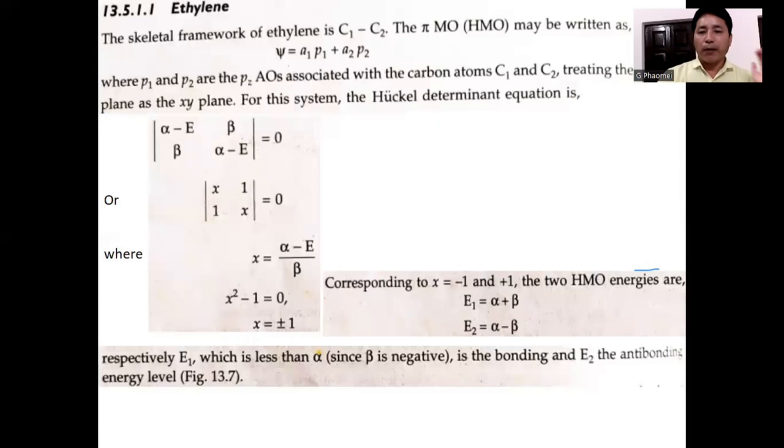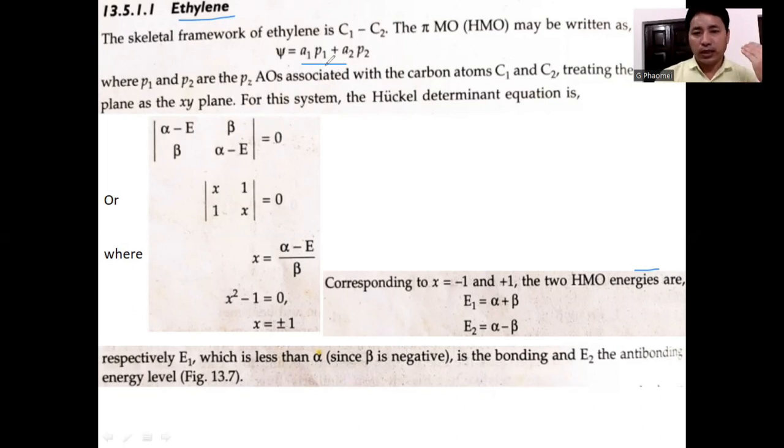And if we apply it to ethylene, which contains two carbons, first you have to write the skeleton of the carbons, that means carbon 1 and carbon 2. From Hückel molecular orbital theory, this has two coefficients, A1 and A2, and P1 and P2. So it is a linear combination of the p atomic orbitals. Therefore, psi will be A1 P1 plus A2 P2.